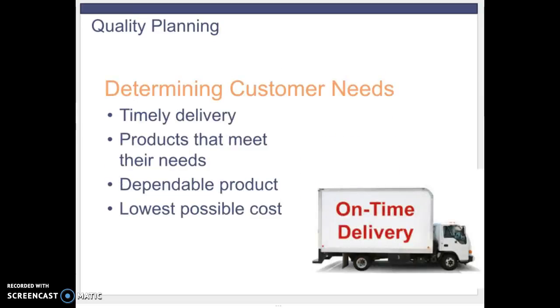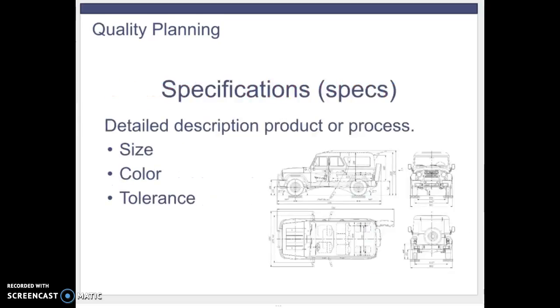How we determine customer needs is very basic. It's delivering it in a timely manner. Each of us has probably had something not delivered on time, which alters our perception of that company. That a product meets the needs of the individual customer, it's dependable, and it's economical.